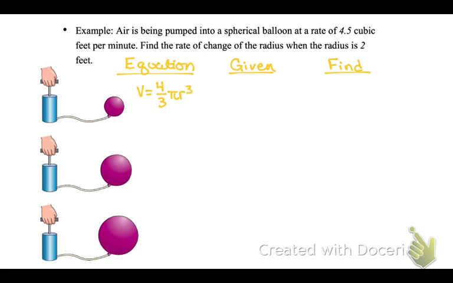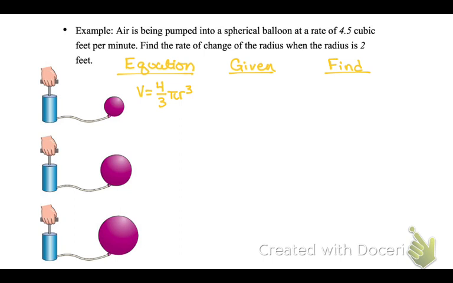Okay, what was given to me? Wouldn't that be r equals 2? Well, it says find the rate of change when r is 2, so I would put that with the find, but you could put it with the given. But there's something else given: 4.5 cubic feet per minute. That's the speed. It's the rate of change of what? The air being blown up.